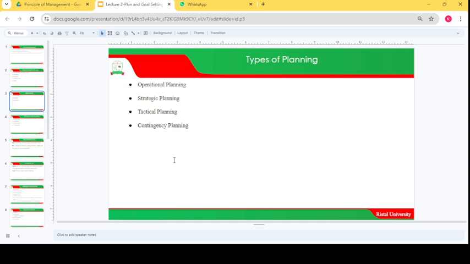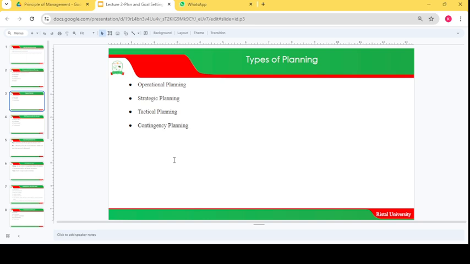So we have tactical planning. Tactical planning bridges the gap. It translates the broad goals of strategic planning into specific actionable steps for middle level management. And then we have contingency planning. In this planning, it focuses on preparing for potential risks, disruptions, and also unforeseen events that could derail the other plans.